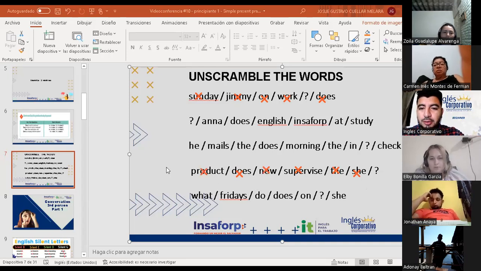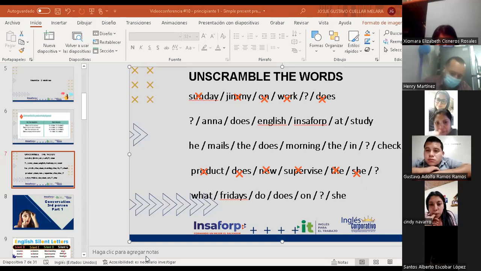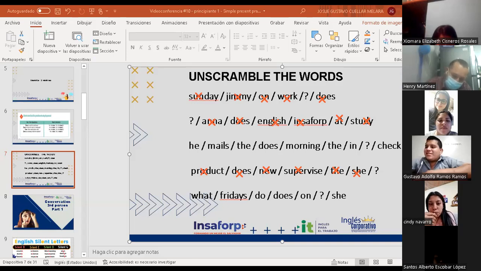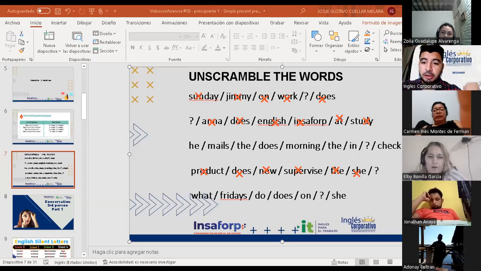Okay, Soyli, and then we go with Carmen because she wants to participate, and that's good. Okay, Soyli. The number two. Okay, let's go. Does Anna study English at INSAFORP? Wow, very nice, ¿verdad? Para bebés estas oraciones. I know. Okay, Carmen, and after Carmen, we're having Cindy, okay? Buen provecho, Cindy. Okay, let's do it. Carmen, three or five? Three. Okay, let's go number three.